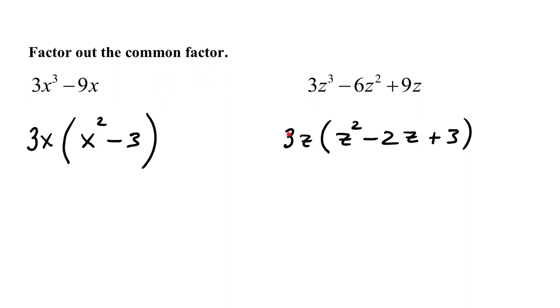Dividing each term by 3 and removing a z, that's going to leave a couple of z's from the first term. Negative 6 divided by 3, that's negative 2. Take away a z, there's still a z left. And then on your third term, 9 divided by 3 is 3. Take your z out, and there's no more z's.